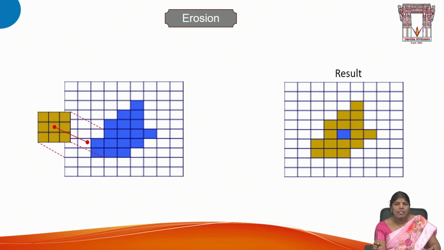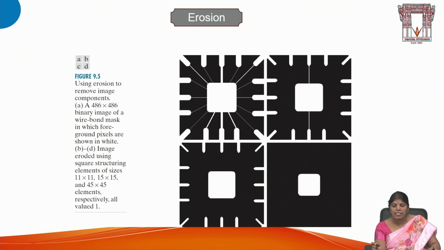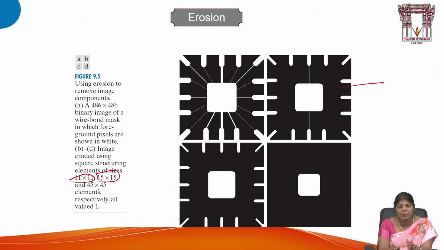This is the result of the erosion, and here you can see an example. Here is an example of an image of size 486 by 486. This is a binary image because a binary image is represented only in terms of black and white. The size of the structuring element is 11 by 11. When we apply the 11 by 11 structuring element on the image, the result will be like this. When we apply a structuring element of size 15 by 15, you can remove the noise.